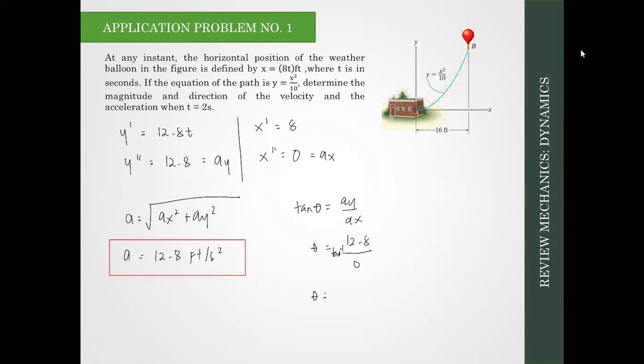So, since undefined yan, yung direction natin, since moving tayo, it's either 0 or 90 lang pag nag-arc tangent tayo. So si 0 hindi pwede. So 90 degrees tayo. Ibig sabihin yung direction ng acceleration natin, kung ito yung balloon natin, okay? Yung acceleration natin is pataas na siya, yung acceleration natin na 12.8.